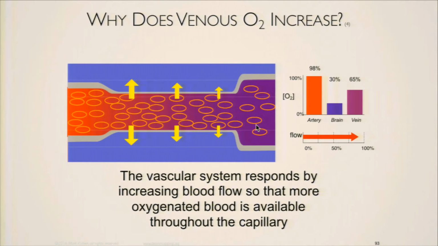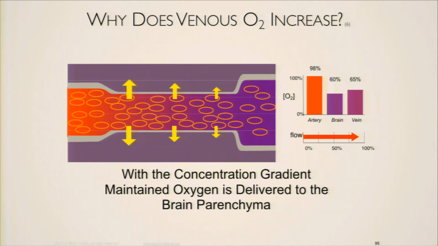And the result is that you end up with an increased MR signal because, in fact, you have not more deoxyhemoglobin in the brain, but less. Okay? So that's how this happens. So when the concentration gradient is maintained throughout the capillary beds, more oxygen is delivered to the brain, but also more oxygen appears in the venules.